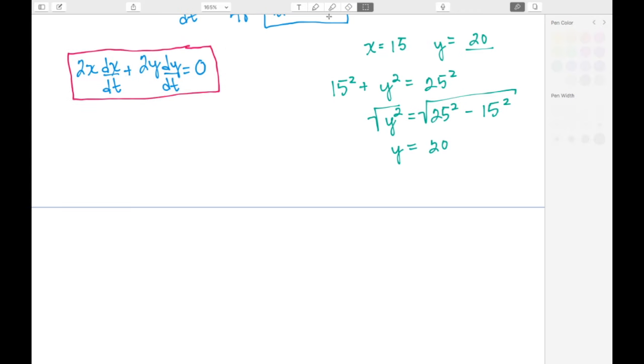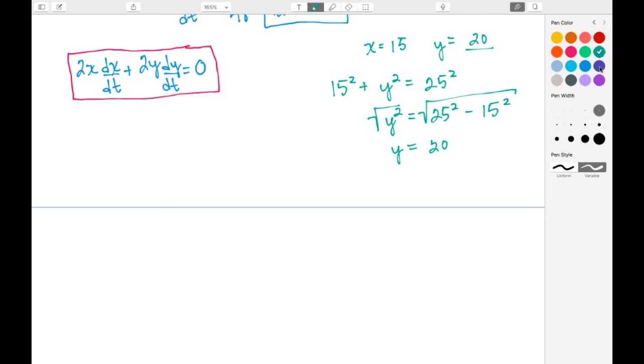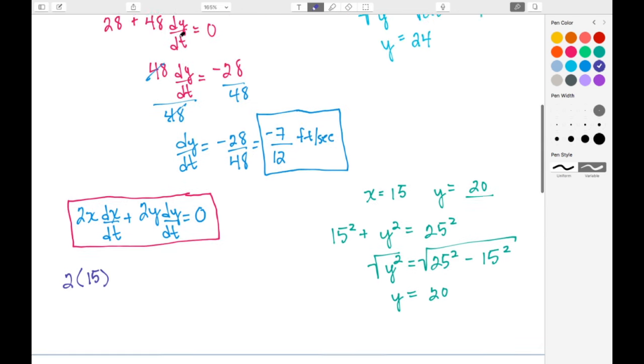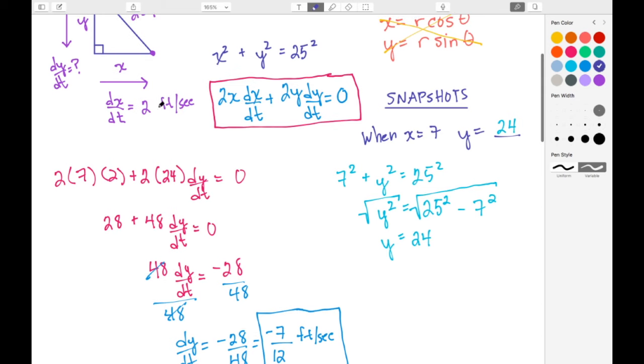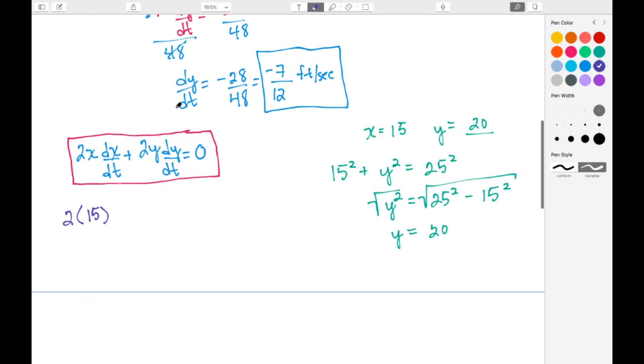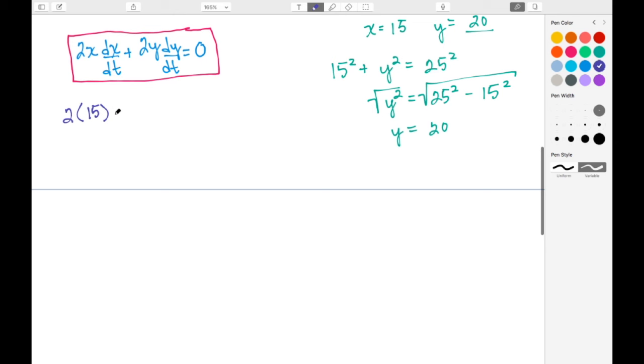All right, so what we want to do at this point is do our substitutions. We know that we have to use this constant 2. Here we said the x value was 15. dx/dt is 2, and again I'm getting that from here where we said dx/dt is 2, which comes from the question, plus 2 times y. We just figured y to be 20, and our end goal is to figure out what dy/dt is. So what we do now is we begin to simplify.